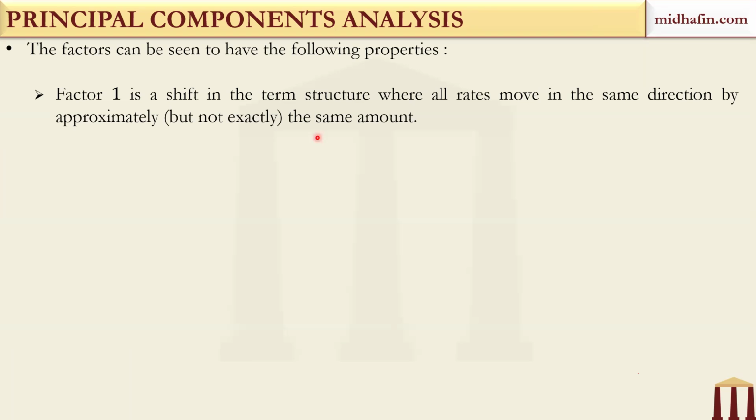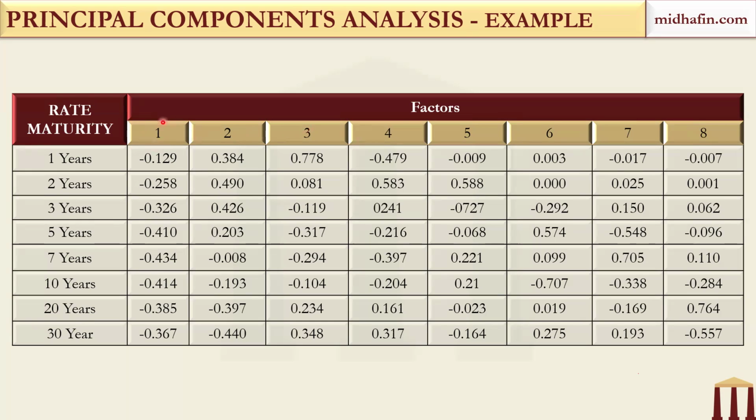Now, surprisingly, these factors, that is factor 1, 2, and 3, these are the risk factors, right? Risk factor 1, risk factor 2, risk factor 3. They have some meaning. You just need to look at the numbers. Here, all the numbers are small, and roughly, especially from 3 years onwards, they are all approximately similar, somewhat small, somewhat high, but approximately similar. So what practitioners infer from this is that risk factor 1 accounts for the parallel shifts in term structure.